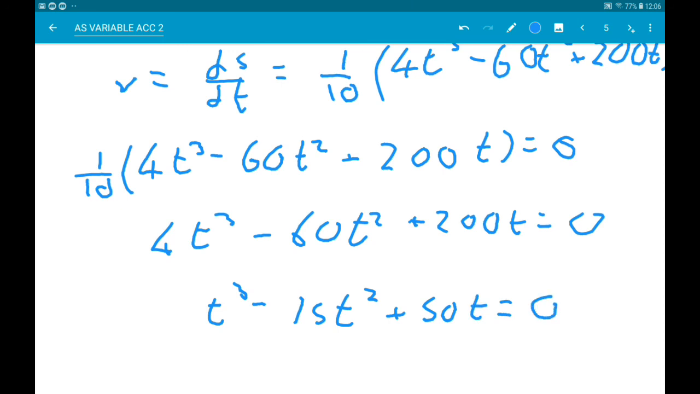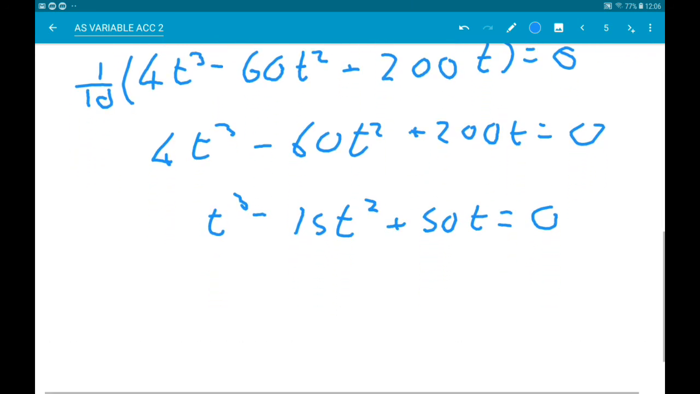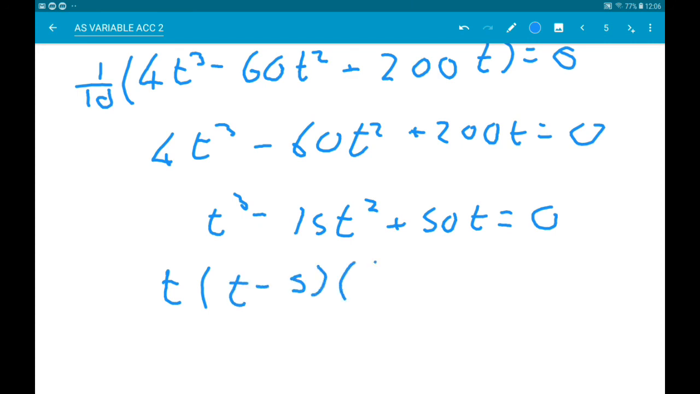Now we can factorise this. So we get t times t minus 5 times t minus 10 is equal to 0. Now that tells us the times when the velocity is equal to 0. We already knew 0 and 10, so the one we're interested in is t equals 5.